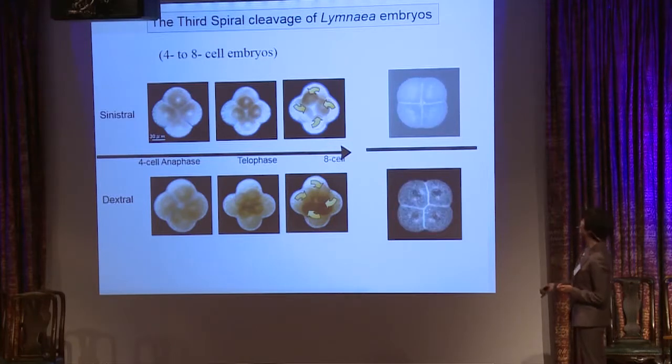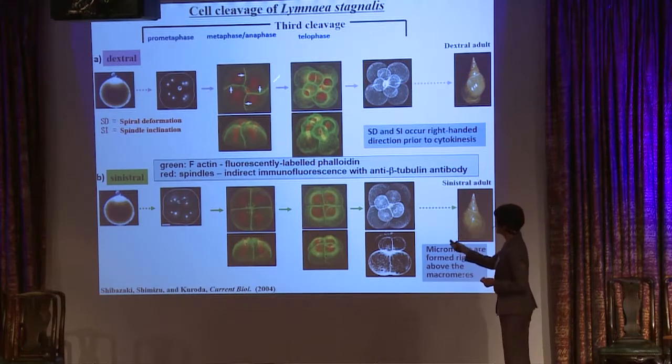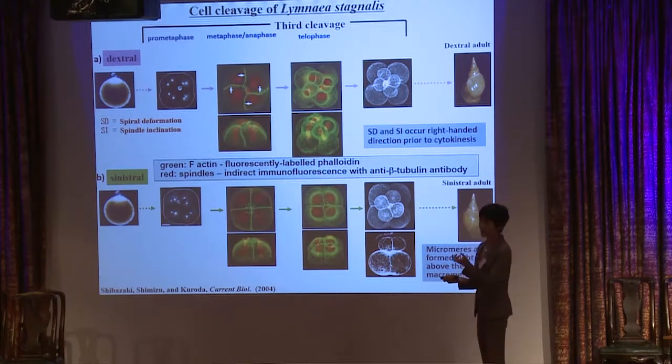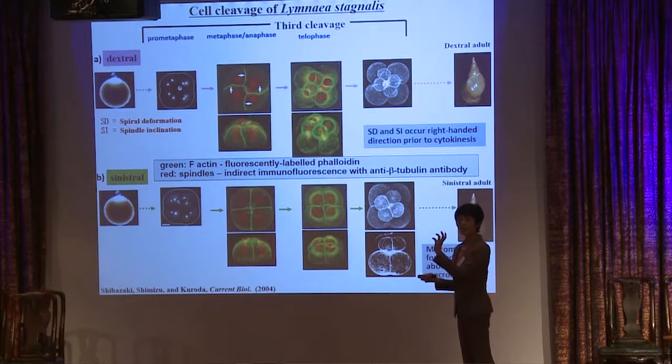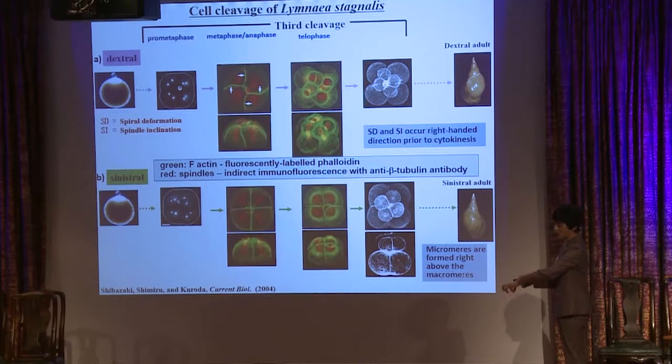If you look at it closely, this is the third cleavage, from 4 to 8 cells. For the dexter one, already the cell, which we call a macromere or blastomere, is deformed, protruding out in the helical way. And the spindle is tilted in the helical way. Then when it comes out, it is already coming out in the helical way and cleaves off. And it becomes dextral. No exception.